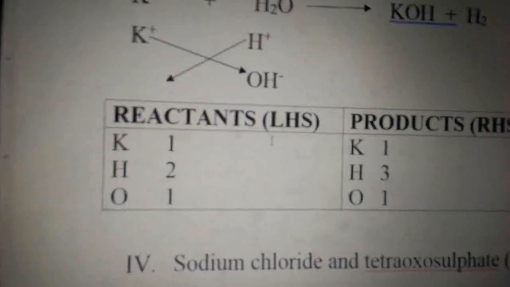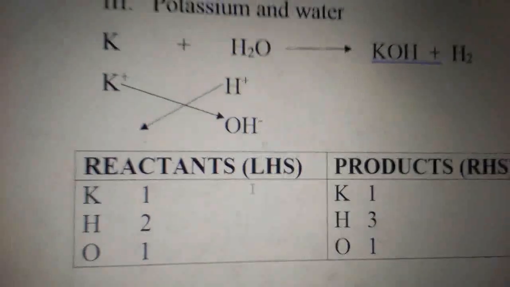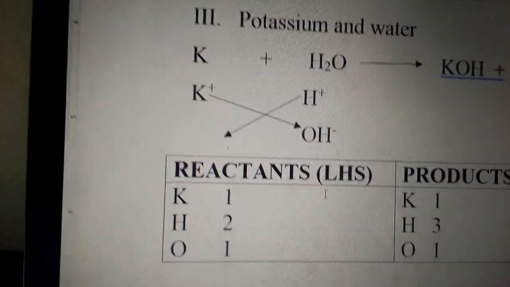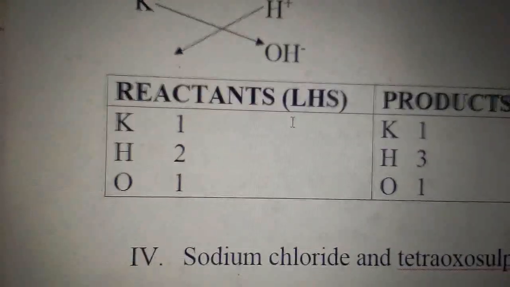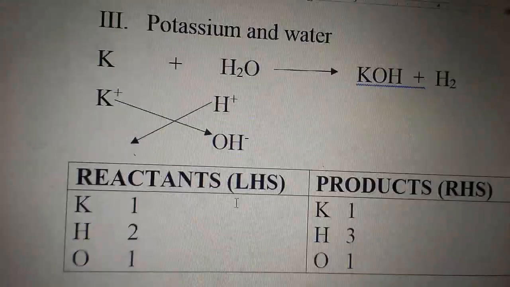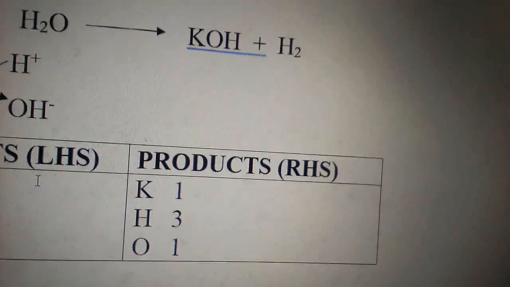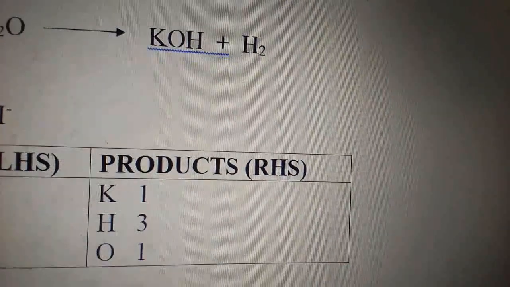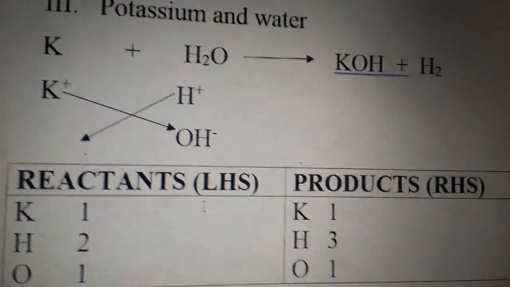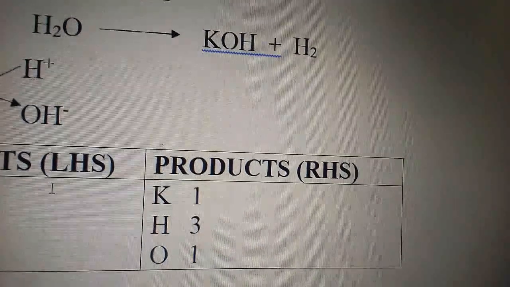So we now check the atoms and check whether they are balanced. Potassium is 1 on the left hand side. Right hand side, you can see potassium there, 1 atom. On the right hand side, potassium is also 1 on KOH. Then hydrogen is 2 on the left hand side. Let's check. 2 on water, that is hydrogen is 2 there. Then on the right hand side, hydrogen is 3. KOH has 1 hydrogen, and then the molecule hydrogen has 2, so 2 plus 1 giving us 3. Then going to oxygen, oxygen is 1 atom on water on the left hand side. Then the right hand side, oxygen is also 1.